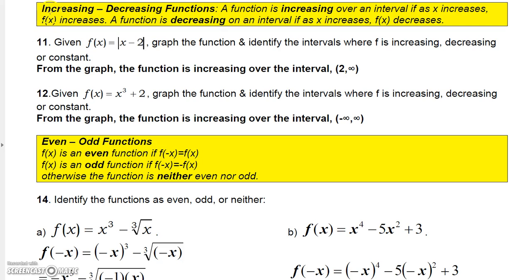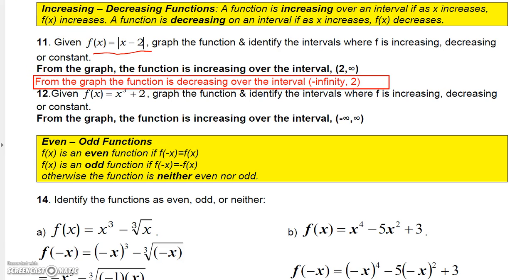Okay, next I want to introduce the concept of increasing, decreasing functions. Now, most functions are either increasing or decreasing over an interval. Now, some functions can be constant over an interval, which I'm not covering here. Constant just means it's a horizontal line. But let's take a look at number 11 here. This function actually is increasing over one interval and decreasing over another interval.